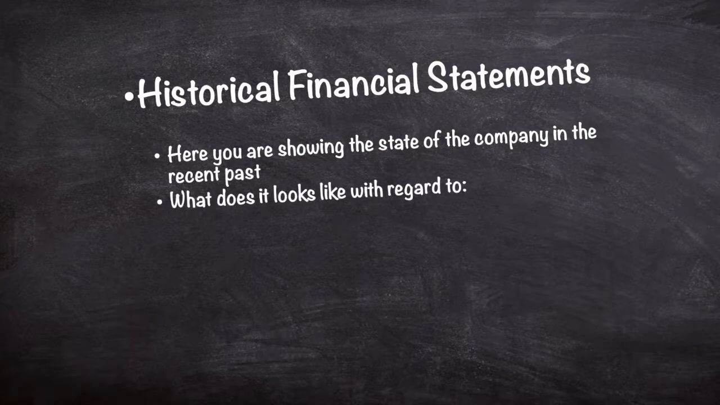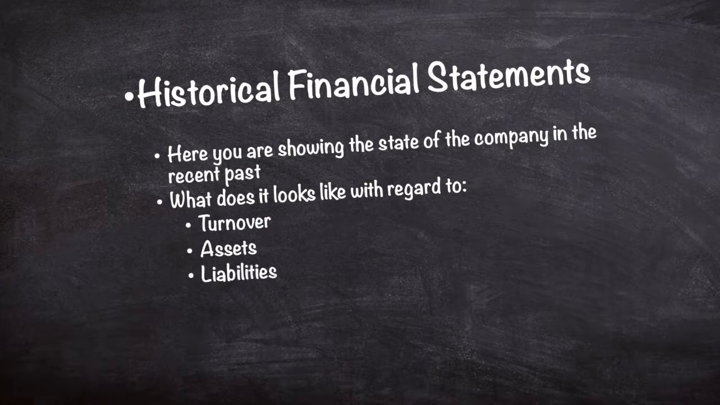What does it look like with regard to turnover? And turnover, that is the annual sales volume, net of all discounts and sales taxes. Right? You look at the assets, and the assets is basically everything of value that you have that can be converted into cash. What assets do you have in your company? And finally, the liabilities. And liabilities is basically the legal financial debt that you have.